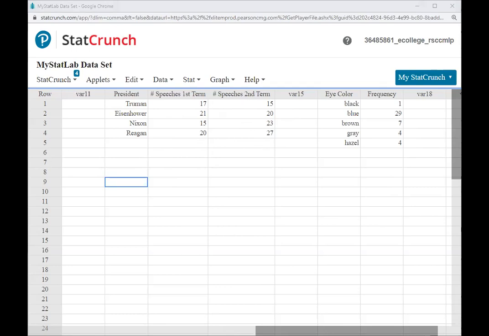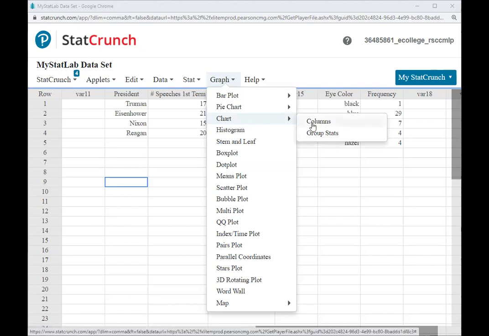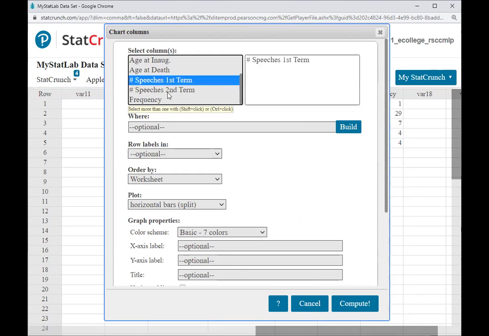So if I want to do a side-by-side graph, and I know that you have at least one question that asks you to do this, then we're going to go to graph, but we're actually going to go to chart and columns. We're going to select our columns, and so we're going to scroll down. Speeches, number of speeches first term, number of speeches second term. Those are the 2 columns that I'm comparing.